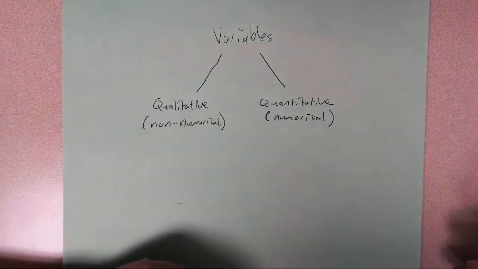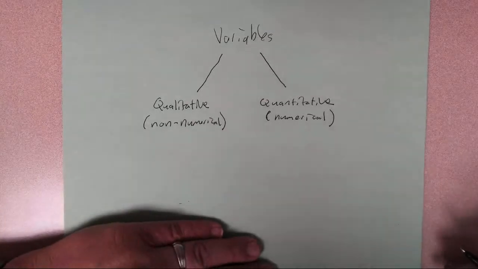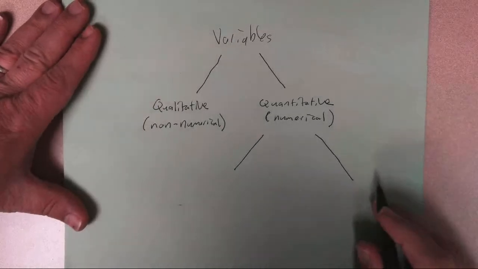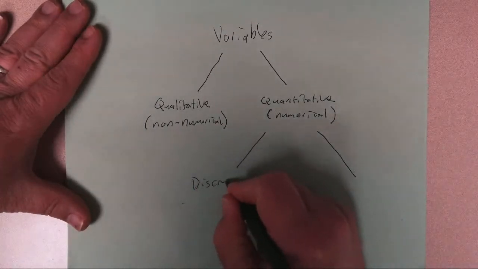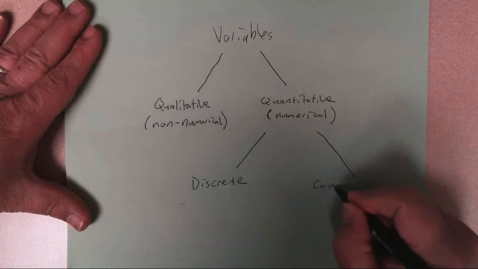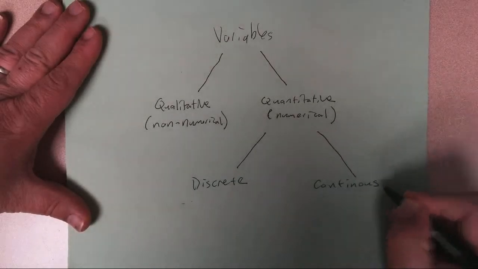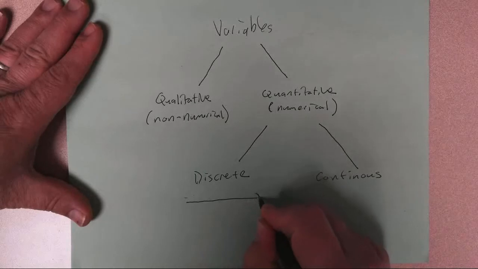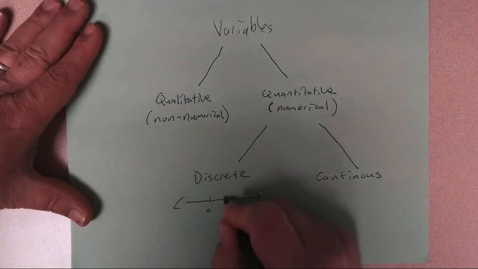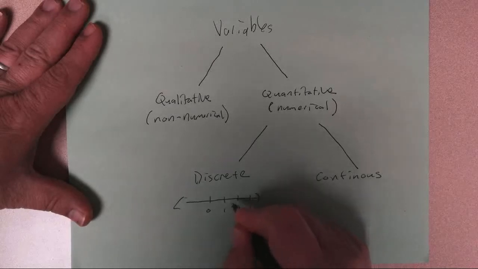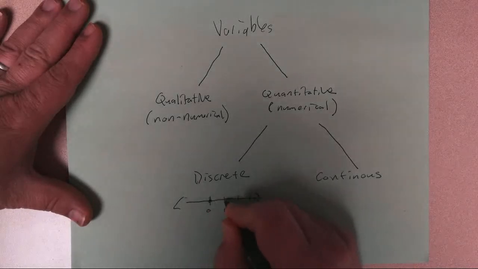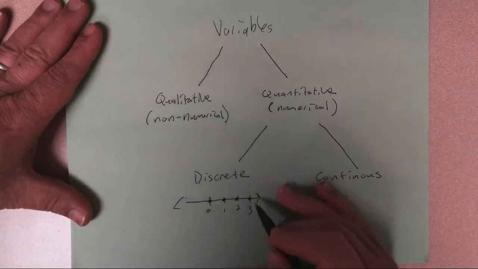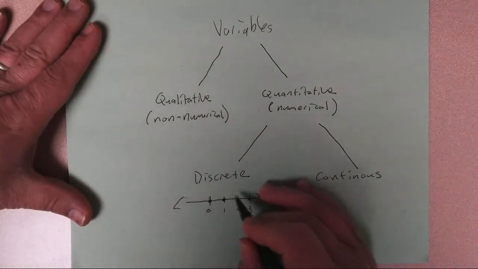Okay, now the quantitative variables are going to break down into two more categories. For quantitative variables, you can either have a discrete variable or a continuous variable. The difference is that discrete variables are discrete points on the number line. So if you have 0, 1, 2, 3, these are points that are all by themselves on the number line, and you're jumping from point to point, and there's a gap between them.